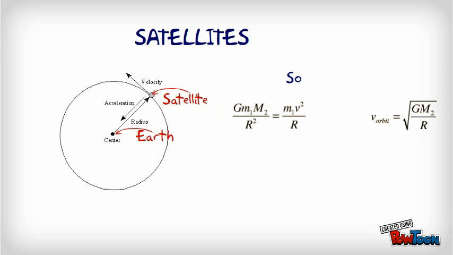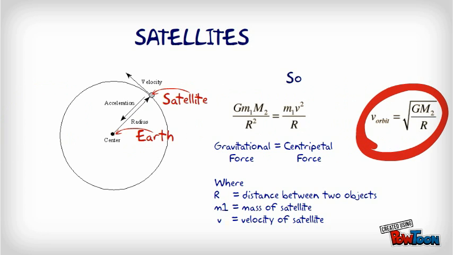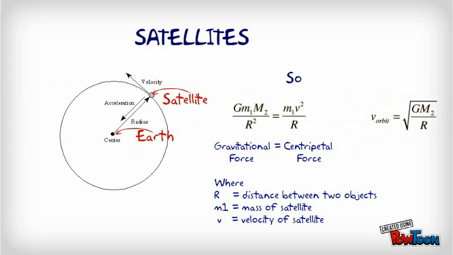So if we rearrange those formulae there, we find out that v, the velocity of the orbiting satellite, must be equal to the square root of G, the gravitational constant, multiplied by the mass of the Earth, m2, divided by the radius of the orbit, r.